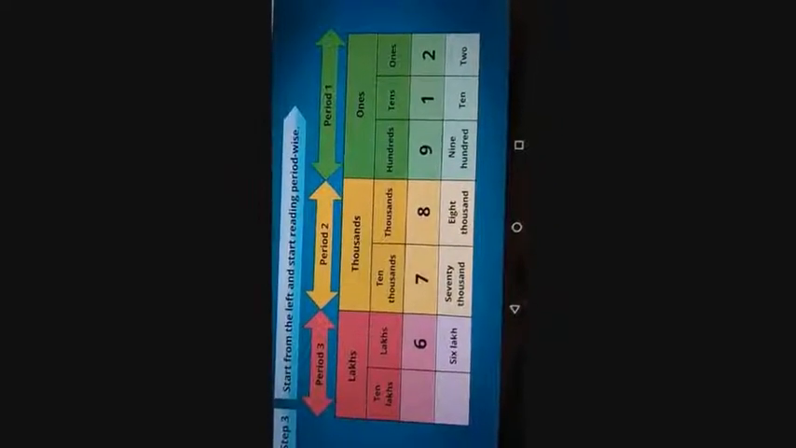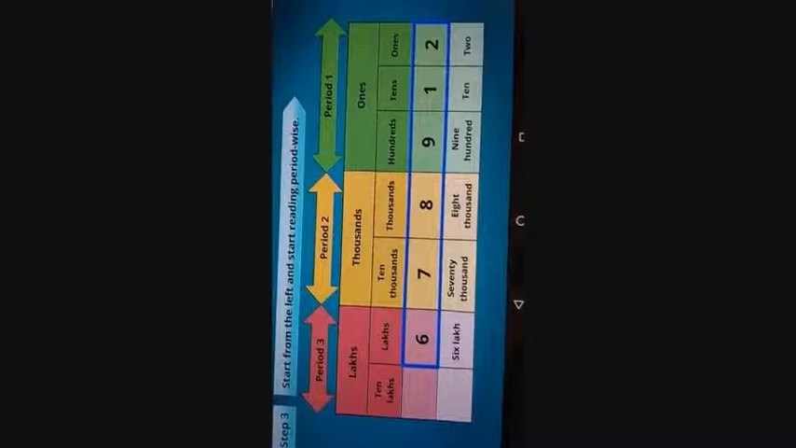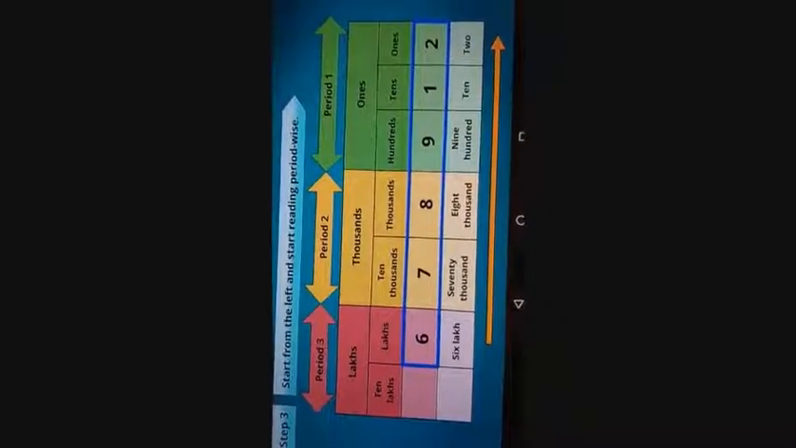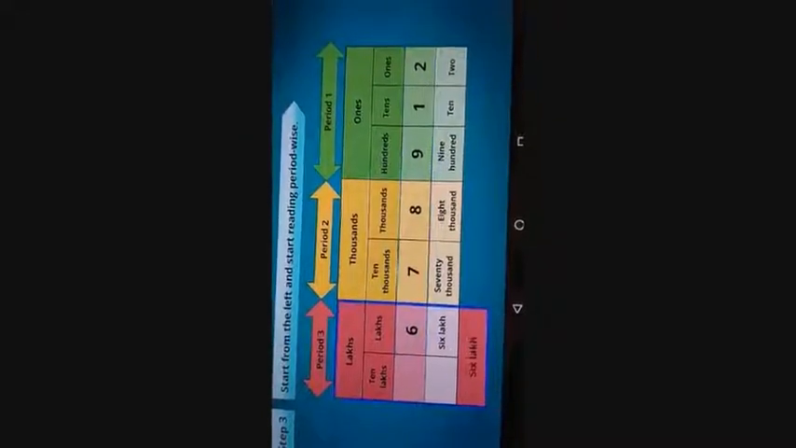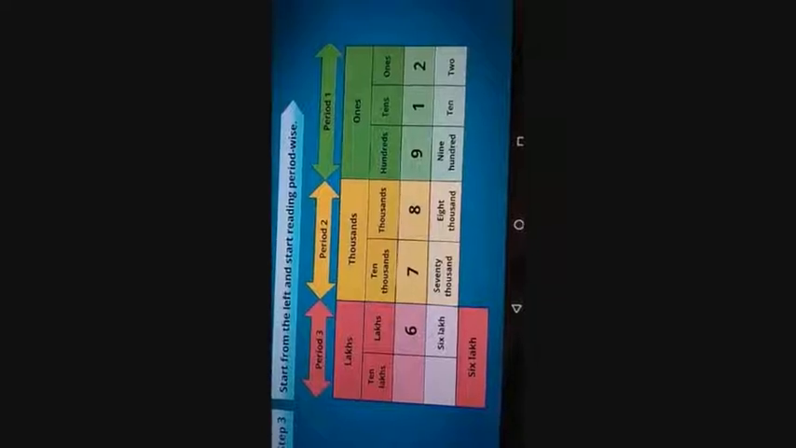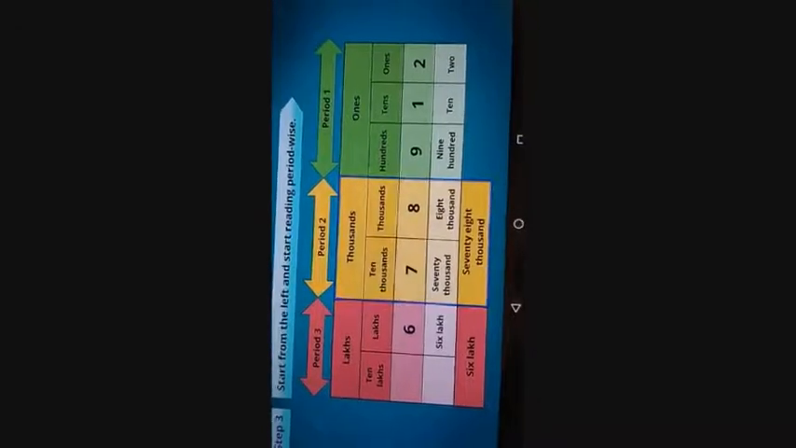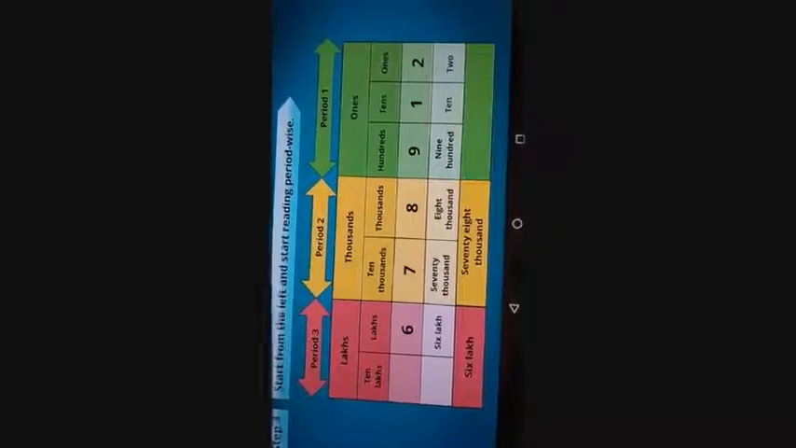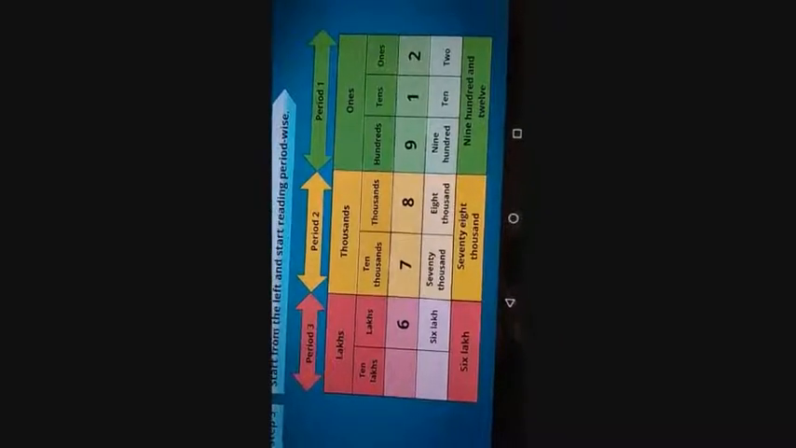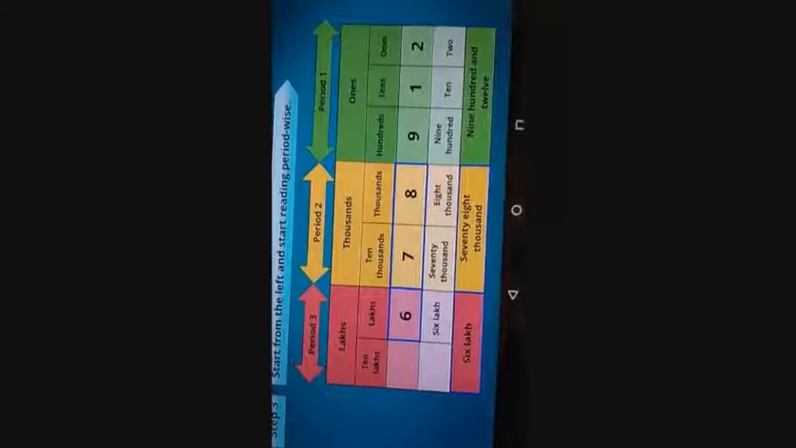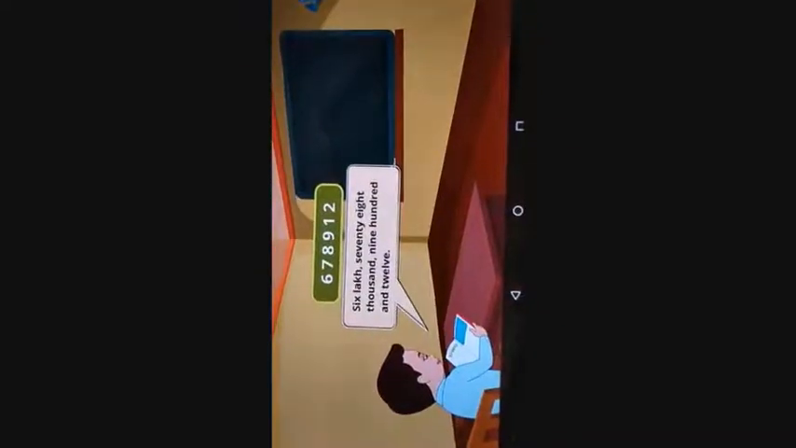Now that we know what periods are, let's read the given number period-wise. To read the number period-wise, we start reading from the left. So, we will read period 3 first. Period 3 is 6 lakh. Then we will read period 2. Period 2 is 78,000. Finally, we will read period 1. Period 1 is 912. So, the number can be read as 6,78,912. Chetan can now read the number using periods.